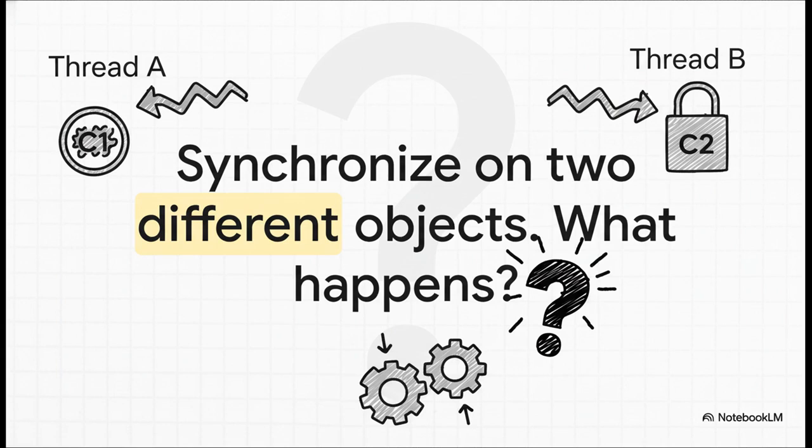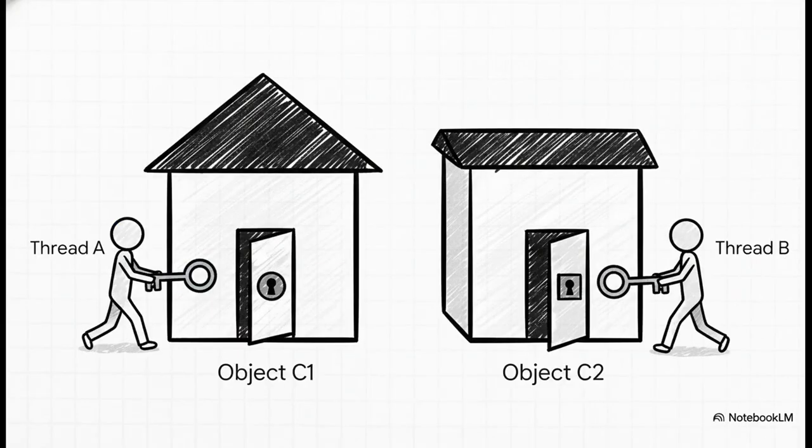Okay, quick pop quiz to see if you're following. Let's say thread A gets a lock on counter object 1, and thread B gets a lock on a totally separate counter object 2. What happens then? Do they block each other? The answer is a big no. And this is so important to understand. They don't block each other at all. Think about it. They're like two people with two different keys trying to get into two different houses. There's no conflict. Each thread has the lock for its own specific object instance. This just proves that the lock is tied to the object, not the class as a whole.